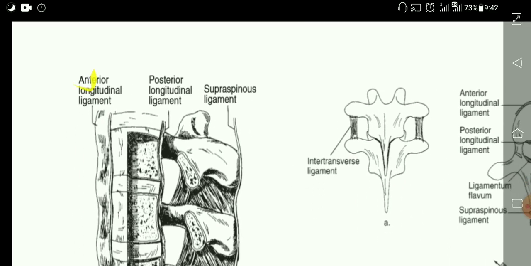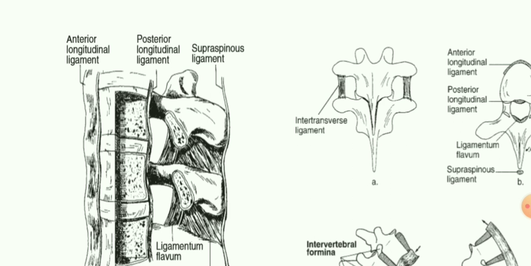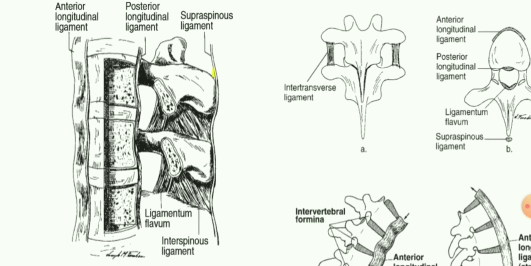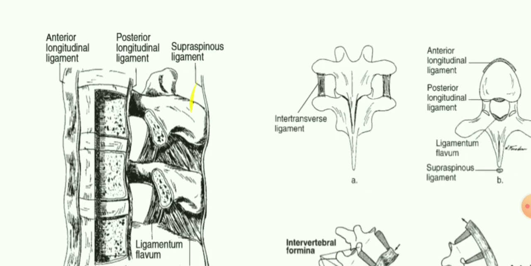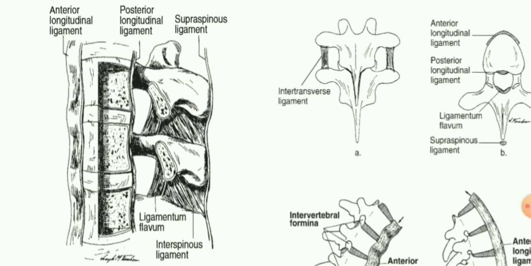So the first one is the anterior longitudinal ligament. As the name suggests, it is anterior to the vertebral body. It starts from the cervical region and ends in the sacrum. Posterior to the body of vertebra, we have the posterior longitudinal ligament. Then the supraspinous ligament passes above the spinous process. This is the spinous process, and above that we have the supraspinous ligament.